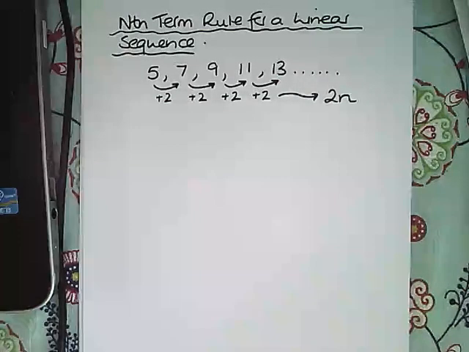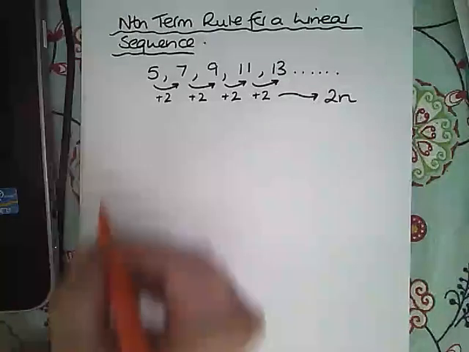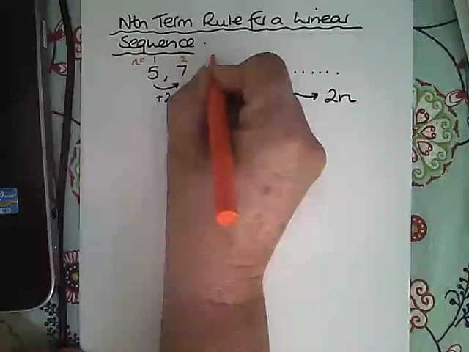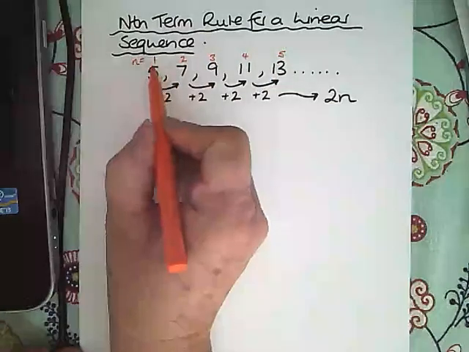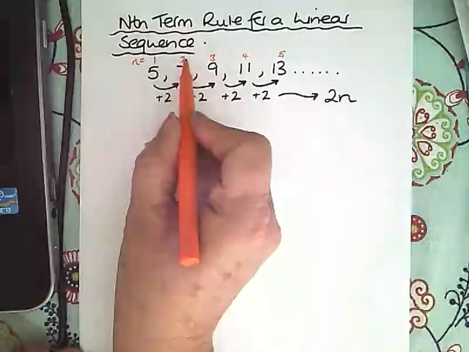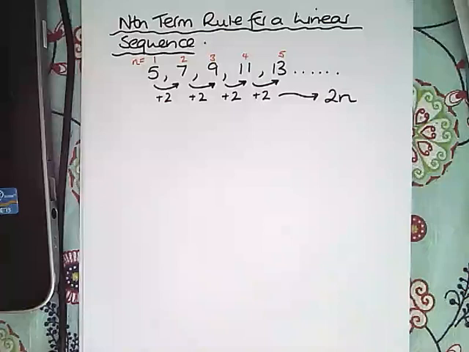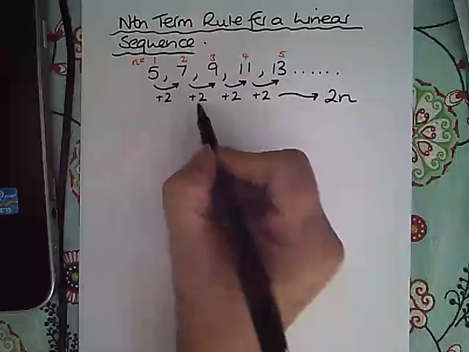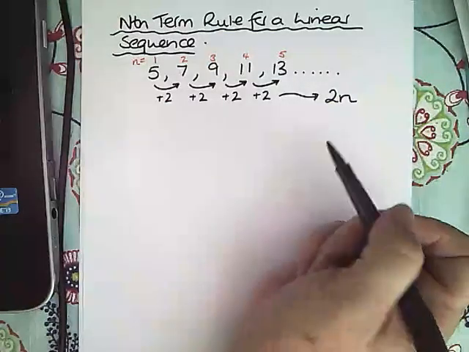And remember, n refers to the position of the term in the sequence. So n here is equal to 1, 2, 3, 4, 5. This is the first term, n equals 1. This is the second term, n equals 2. This is the third term, n equals 3. So that's where the n comes from. But the number which we go up by each time tells us the number in front of the n and whether it's positive or negative. So in this case, 2n.